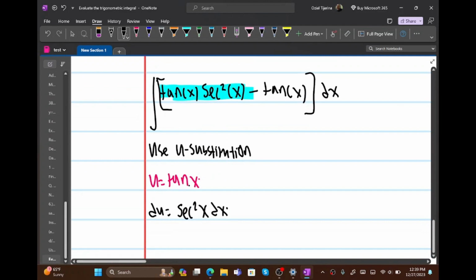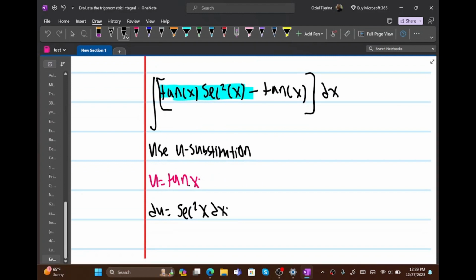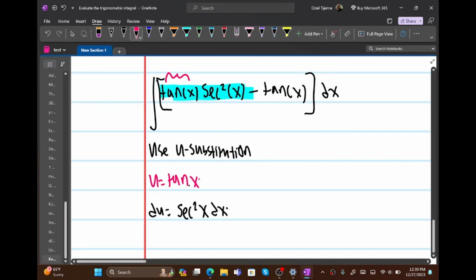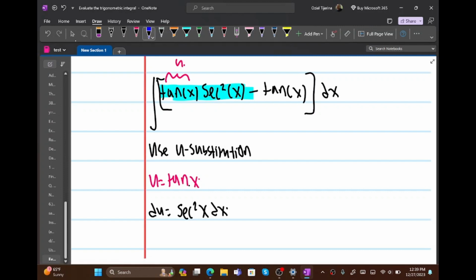And you can kind of see how it's of that form here. Because if I let this be u, what I'm trying to say here is that if I let u equal tan x and then du be secant squared x dx, you can see that it follows that formula of u du.